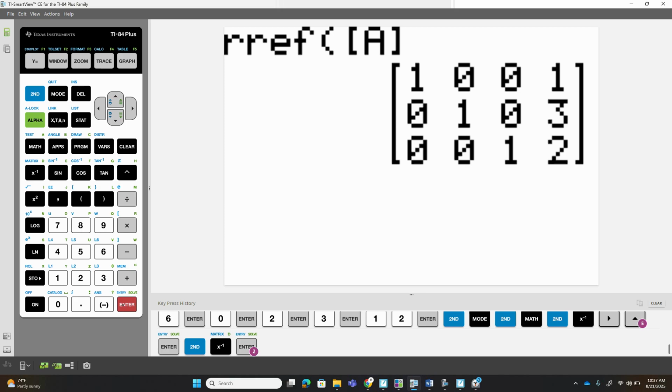Guys, what column was this column? That was the X column. So X is equal to 1. This is the Y column. So Y is equal to 3. This column is the Z column. So Z is equal to 2. Anybody know something special about this answer?